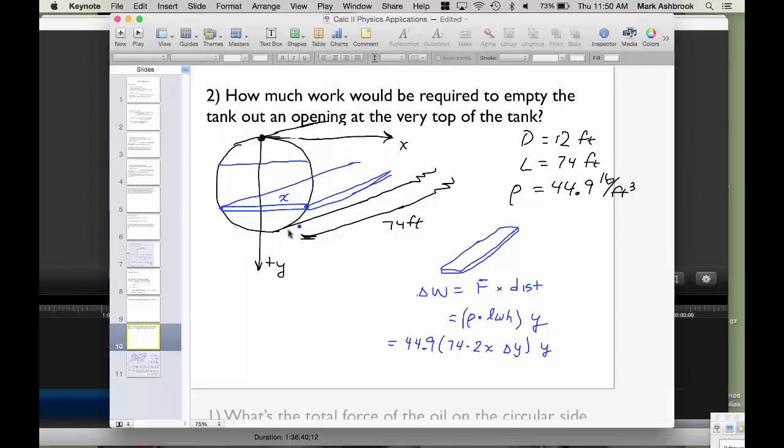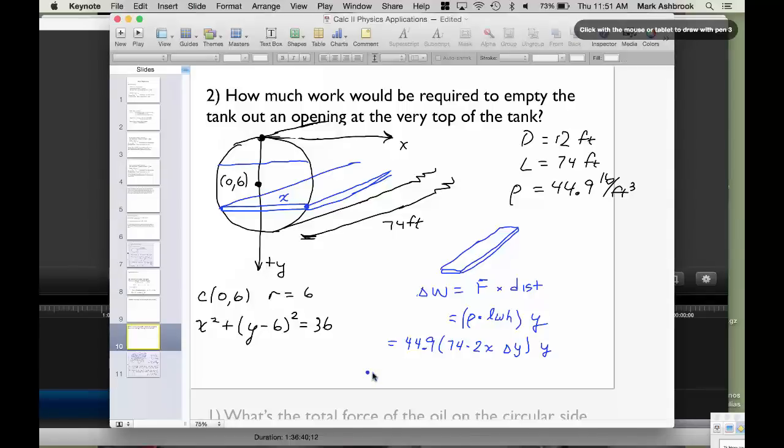So what do we need? We need the equation of the circle. Now if our origin is up here and positive y is this way, then the center of our circle is going to be (0, 6). The whole diameter is 12, and we're starting from 0 at the top. So the equation of the circle, center (0, 6), radius 6, will be x minus 0 squared plus y minus 6 squared equals 36. And again, we need 2x, so we're going to solve this for x.